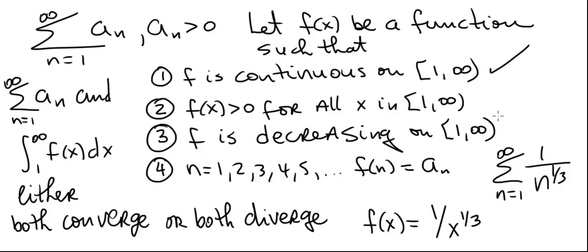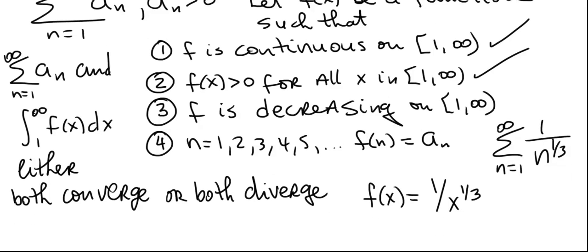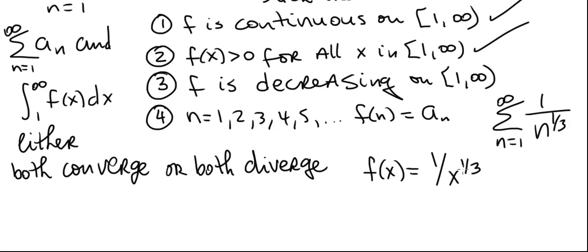Plugging it in for x, the function will be positive. This function is decreasing because the bigger the x, the smaller 1 divided by x to the 1/3. We can also take the derivative and show that the derivative is negative. You don't have to do it; you can just examine the function. If the numerator is constant and the denominator gets larger with x, then the function gets smaller with x.